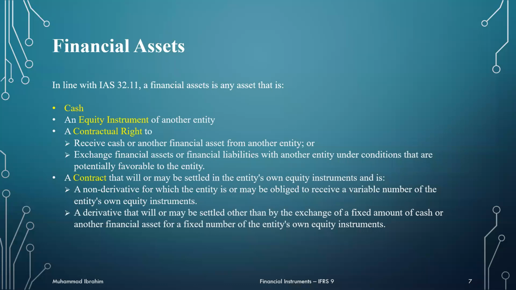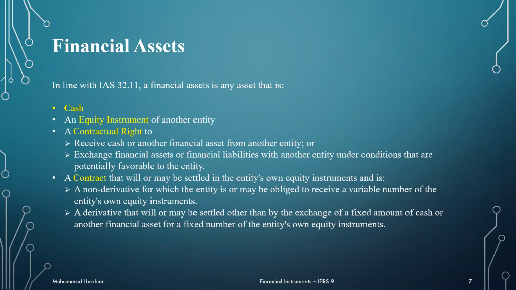Or exchange financial assets or financial liabilities with another entity under conditions that are potentially favorable to the entity. This is a similar thing: you are exchanging your financial asset or liability in a way that benefits your entity. This means this is a financial asset for your company.